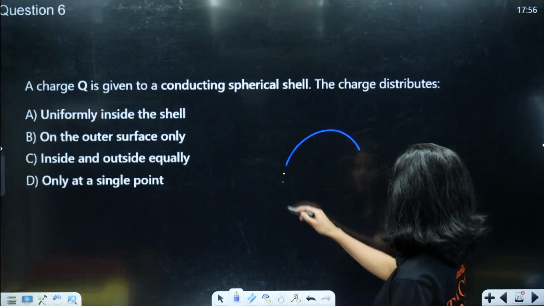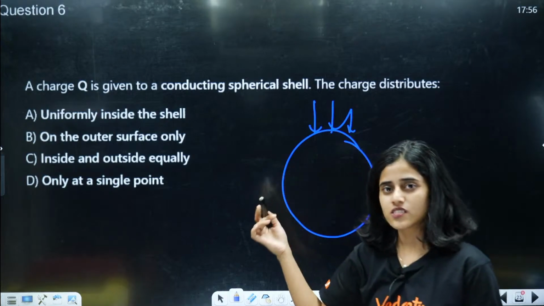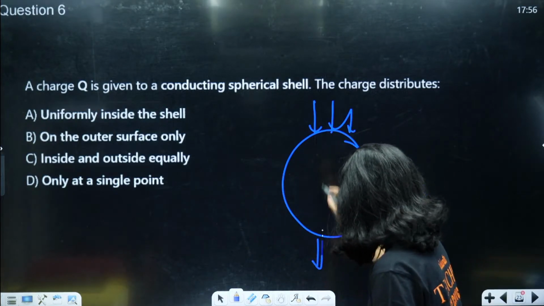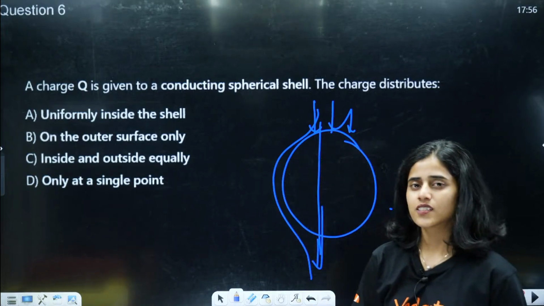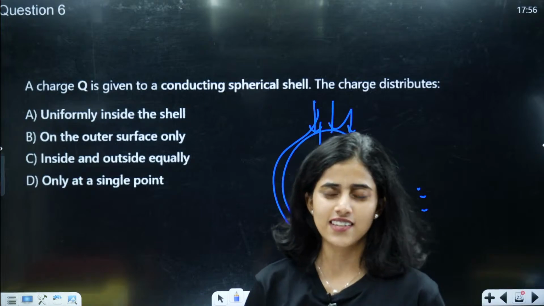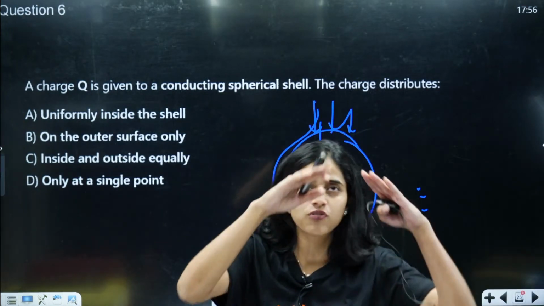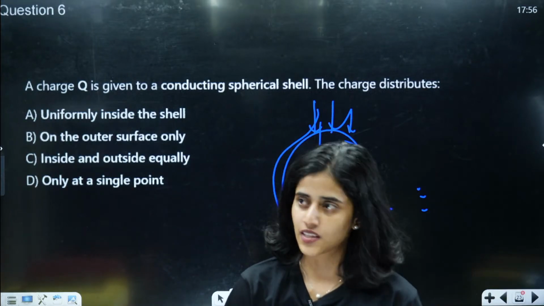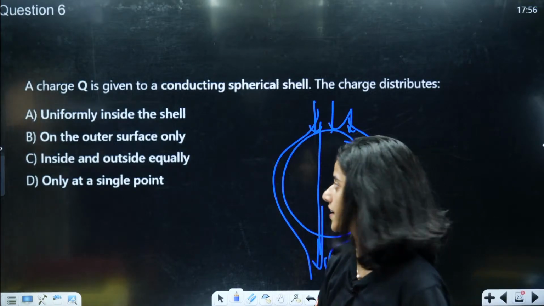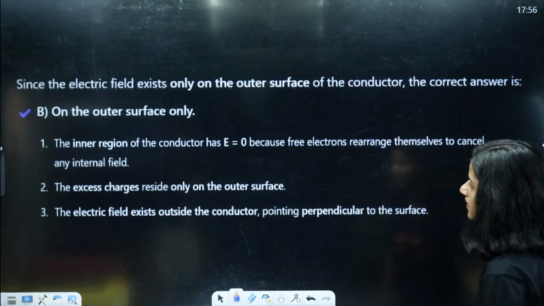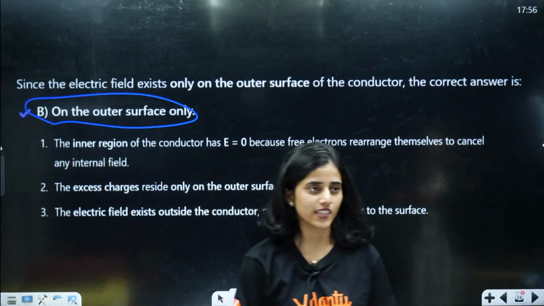So imagine I have a shell like this, and I have charges here. These charges can pass through the shell and reach the other side like this. Imagine charges are lazy and they don't want to dig into a conductor. So they just flow through the surface and reach the bottom. They do not pass through the conductor. So that's why the solution will be B, on the outer surface only.